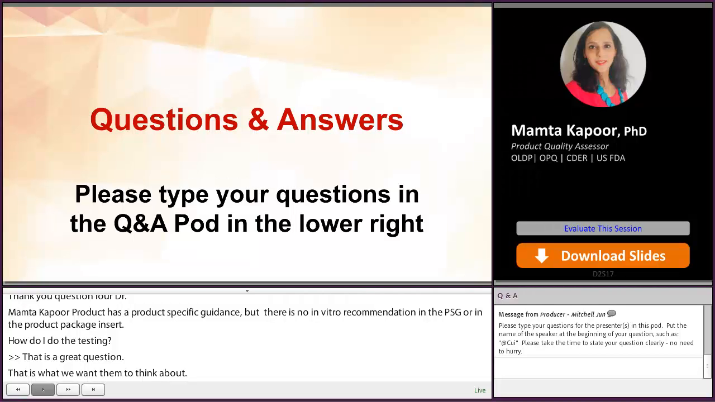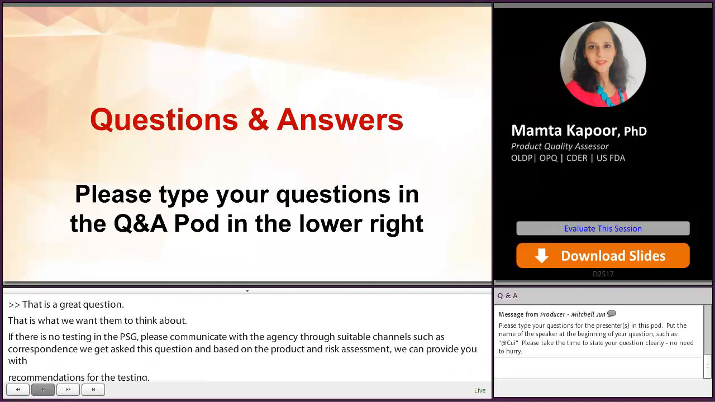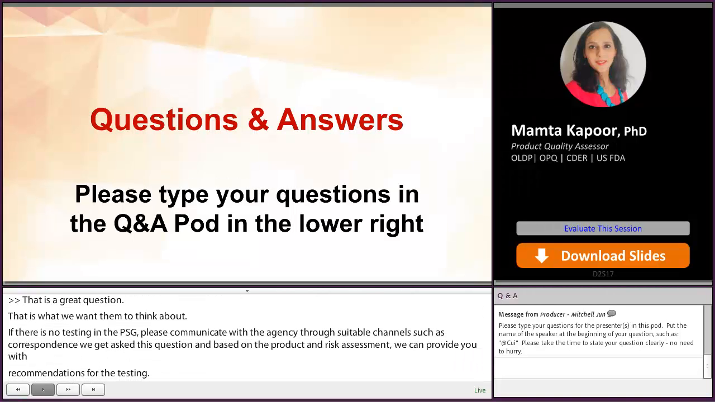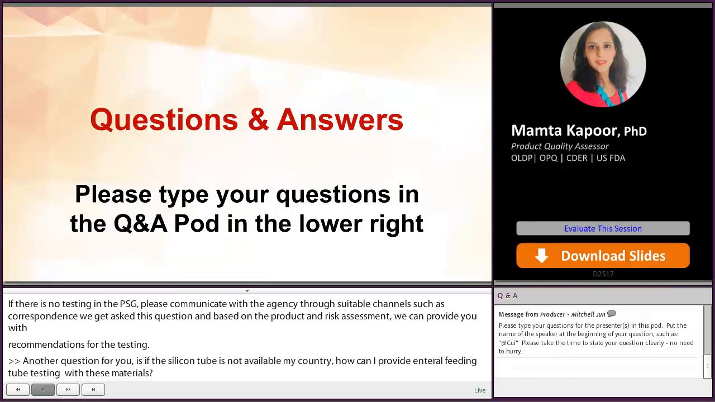Great, thank you. Another question for you. If the 6F silicone tube is not available in my country, how can I provide enteral feeding tube testing with 3 tubing? I think the answer to this lies in how much Katherine has focused in her talk on the fact that it's not just the material, but also the design.